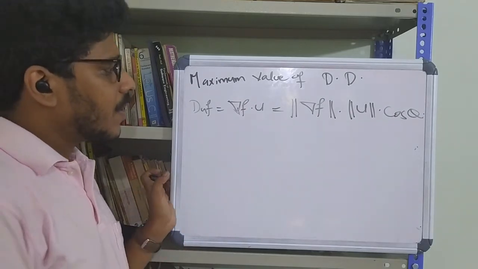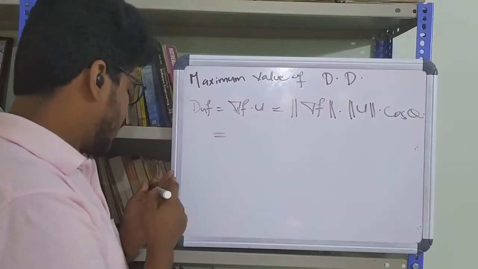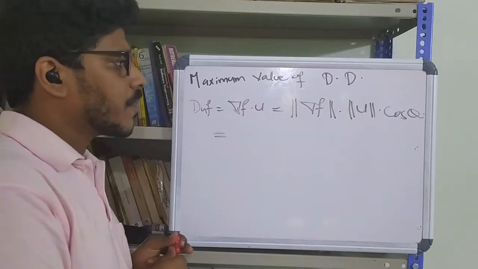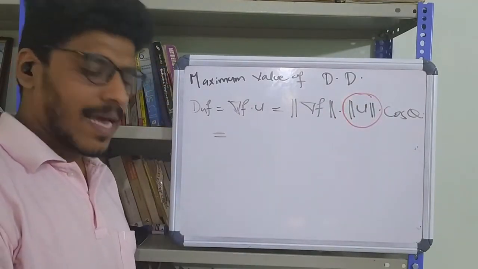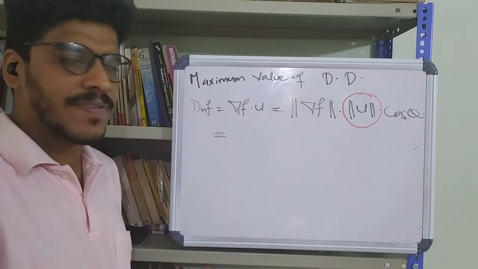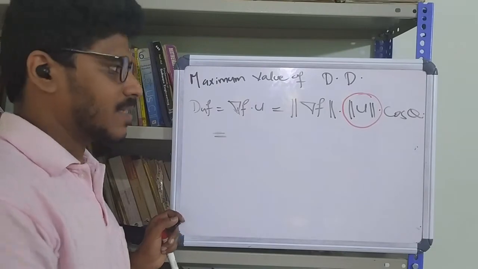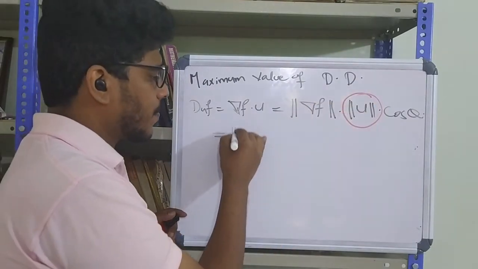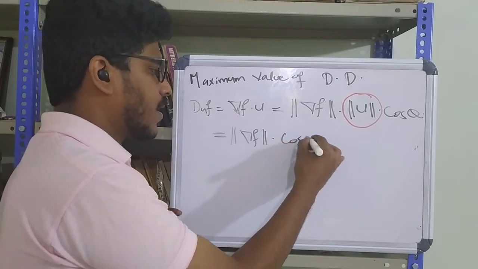Now, what is this absolute value of u? U is taken as a unit vector. The absolute value of a unit vector is 1. Actually, for that reason it is called a unit vector. So this is 1, and multiplying with 1 doesn't make any change. So we can take that off. Into cos theta.